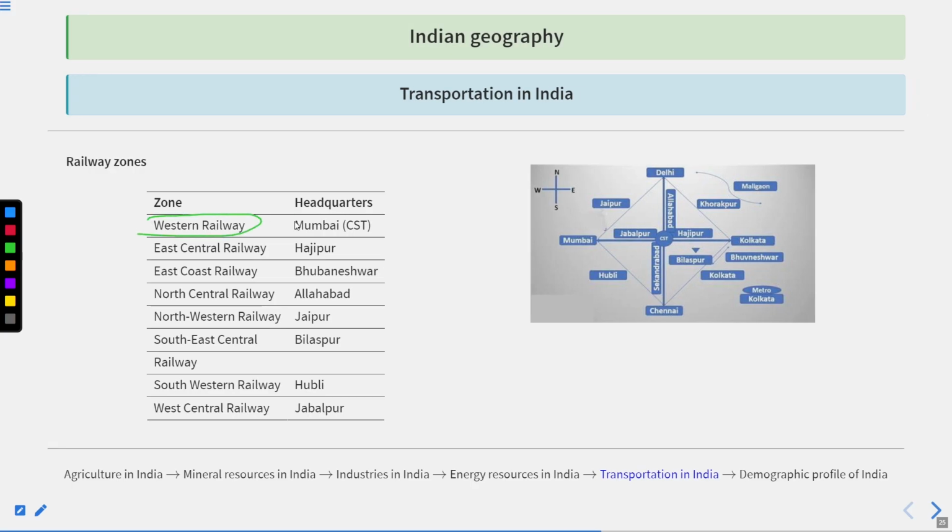Western Railway, Mumbai CST, Chhatrapati Shivaji Terminus; East Central Railway, Hajipur; East Coast Railway, Bhubaneswar; North Central Railway, Allahabad; North Western Railway, Jaipur; South East Central, Bilaspur; South Western Railway, Hubli; West Central Railway, Jabalpur.